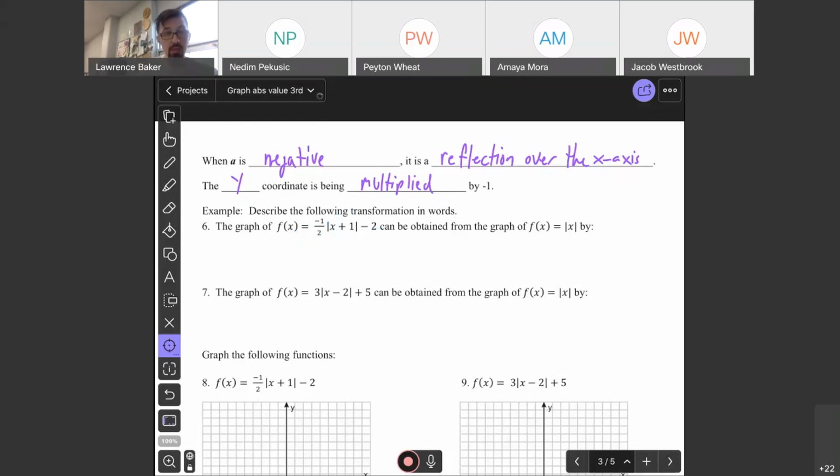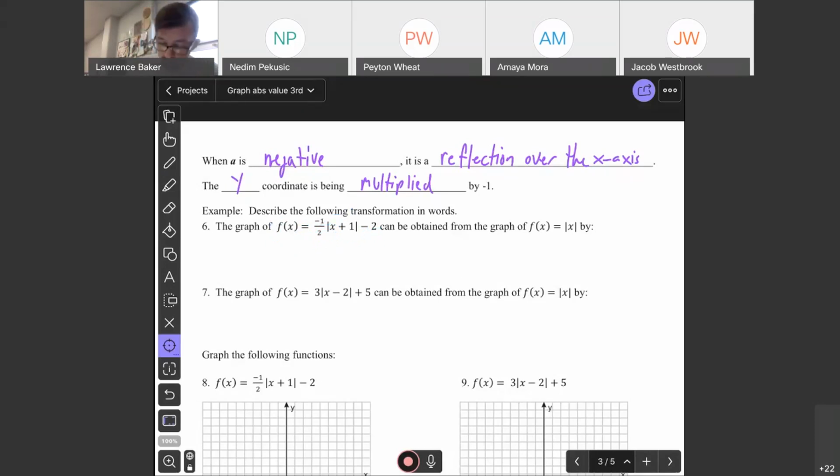We decide what the x value is. We plug in a number that we want to plug in. So that's the x value. It doesn't change. If I plug 5 into this, the x value is 5. All of this stuff is changing what happens to the y value. So if I add 1 here, the y value is going to change. If I subtract 2, the y value is going to change. If I multiply by -1/2, the y value is going to change.